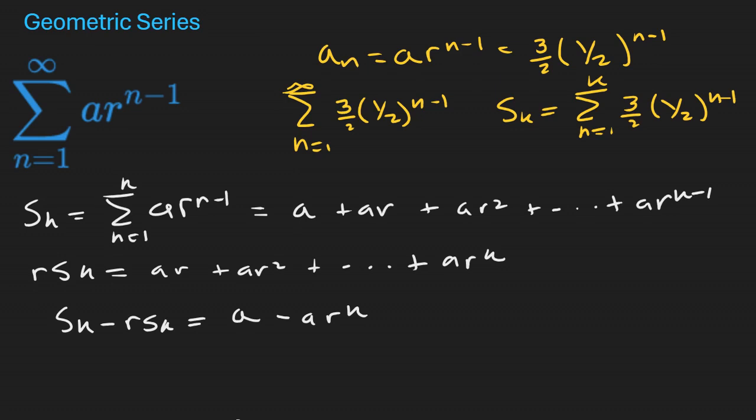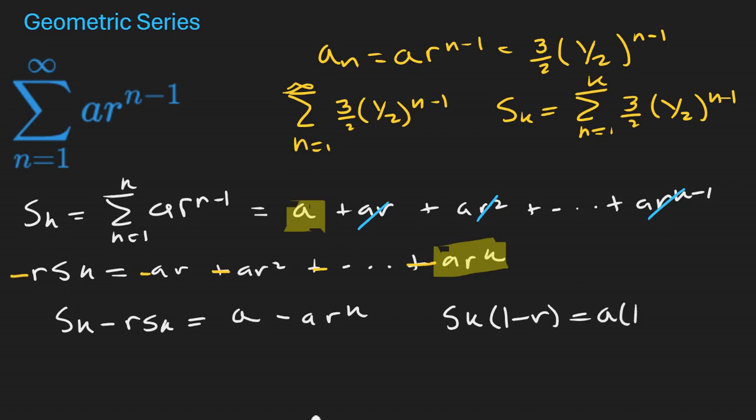Because the idea is that if you make it negative, the higher order terms begin to cancel out, and it leaves you essentially the first term and the last term. So how do we find s sub k? Well, notice that s sub k times 1 minus r equals a times 1 minus r to the k. How do you find s sub k?